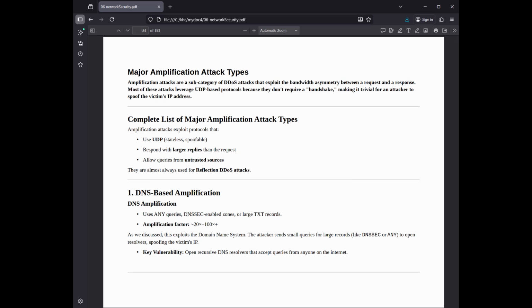Amplification attacks exploit protocols that use UDP, are stateless and spoofable, respond with larger replies than the request, and allow queries from untrusted sources. They are almost always used for reflection DDoS attacks.